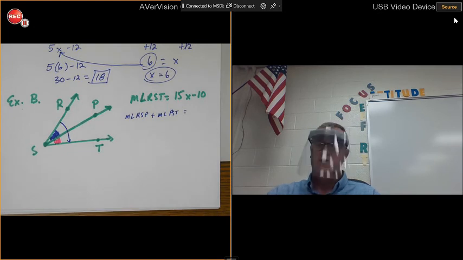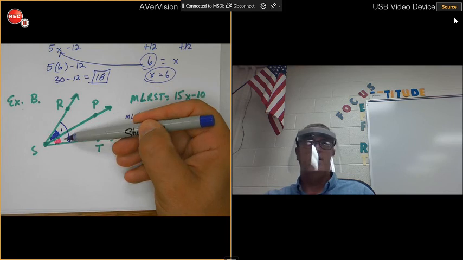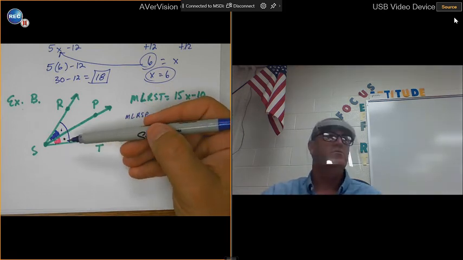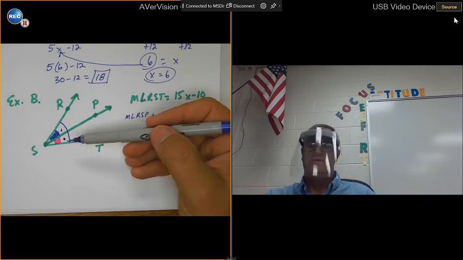So look, I'm so confused with this small angle plus this small angle. What does it equal? Not in value. What angle does it equal? Can you name the angle? Yeah.